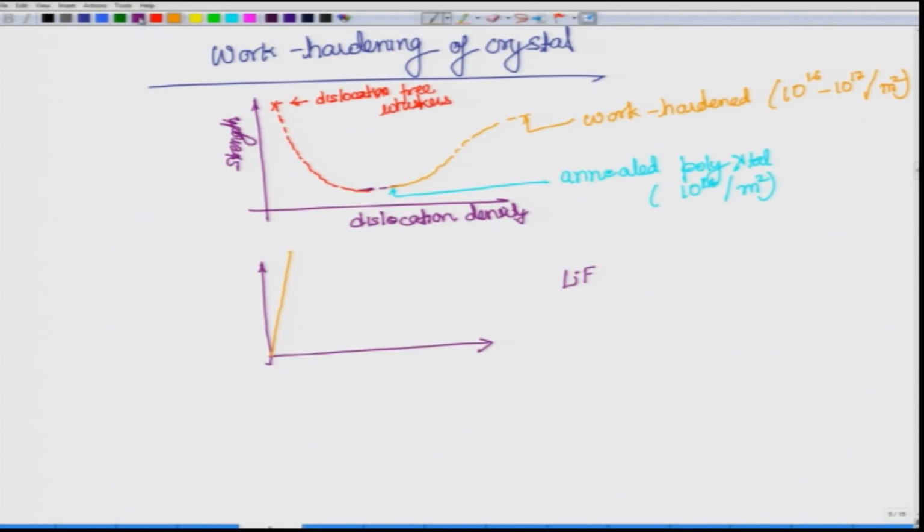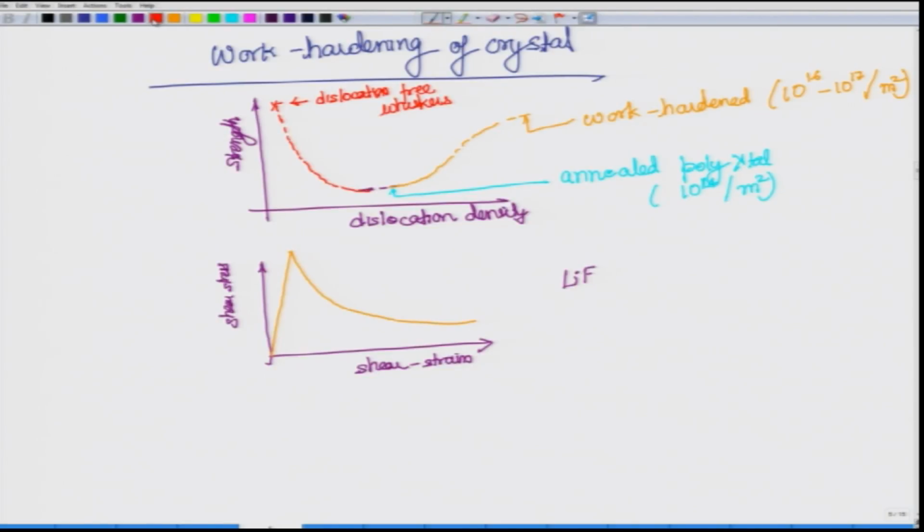So, let me just, so here we have shear strain and then we have shear stress. So, if you are talking about a very high purity crystal, when the dislocation density is very small, then shear strength would be very high and it will be like this, but once you have started deforming, then the dislocation density starts to increase and therefore, the shear stress drops.